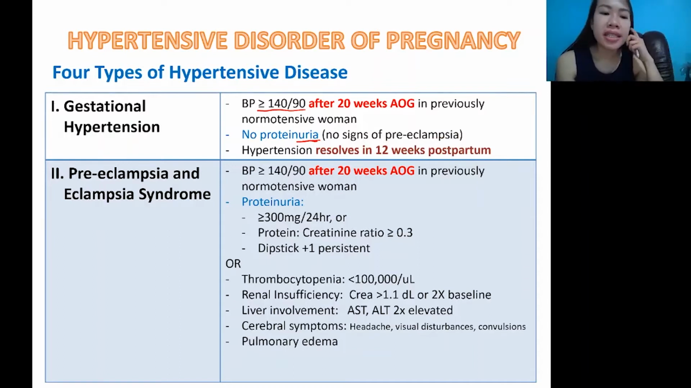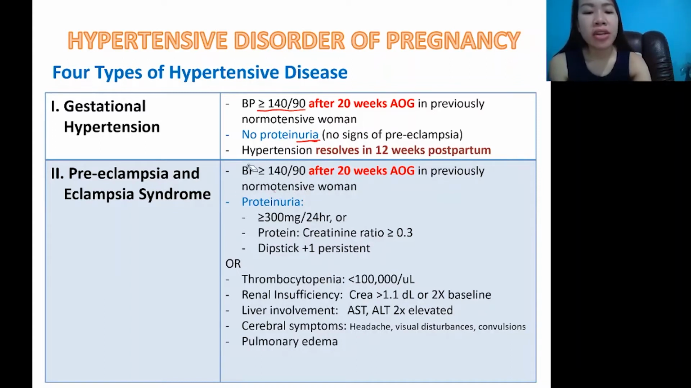Next, kailan natin sasabihin na may preeclampsia and eclampsia syndrome ang nanay? So this is the second type of hypertensive disorder. So of course, first class, titingnan natin ang BP, the blood pressure is greater than or equal to 140/90, and this occurs after 20 weeks age of gestation. Ibig sabihin, before 20 weeks, normotensive ang mother. So, normal ang BP niya.